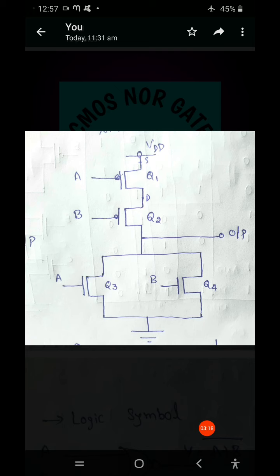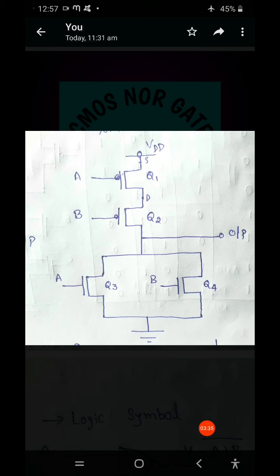And next, this is the CMOS circuit diagram. It has both PMOS and NMOS transistors. Here it has four transistors, Q1, Q2, Q3 and Q4. Now we'll see the circuit operation.